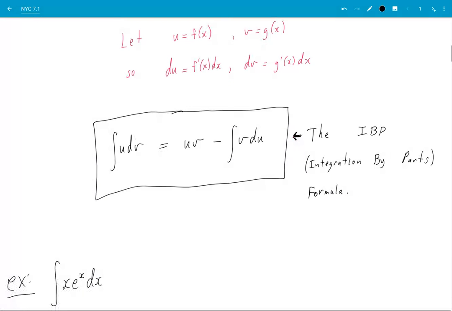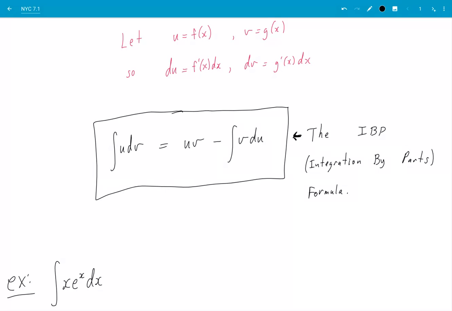So let's do an example. The classic first example in integration by parts. I'll first point out that there is no inside function. So substitution, I can't see how that's going to help here. But integration by parts allows us to proceed here.